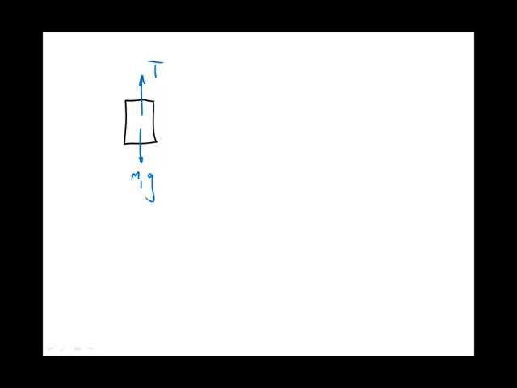m1g is the weight due to the earth acting on block 1. I have an x-axis to the right and a y-axis up. And so in this scenario, the sum of the forces in the y direction, because there are no forces in the x direction, would be T minus m1g equals m1 times a.